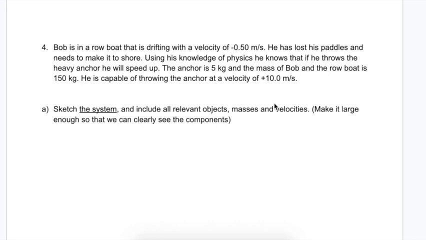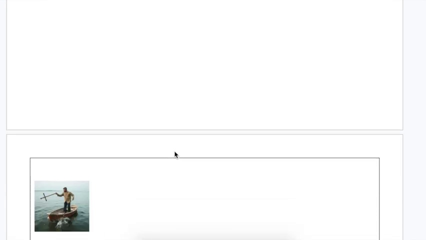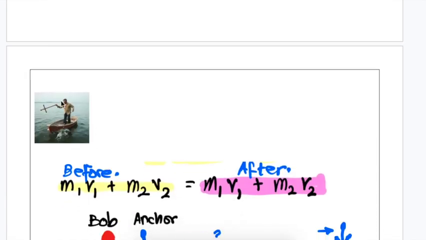So, from our understanding of these signs, it seems that the boat is drifting one way and Bob is going to throw the anchor in the opposite direction. It is his intention to move in the direction of where the boat is drifting. But we need to sketch all of this in a diagram to better understand the system, the masses, and the forces involved. So here we have a little picture of Bob throwing his anchor off the boat. And think about it. If you throw this anchor off the boat this way, the boat is likely to go the other direction.